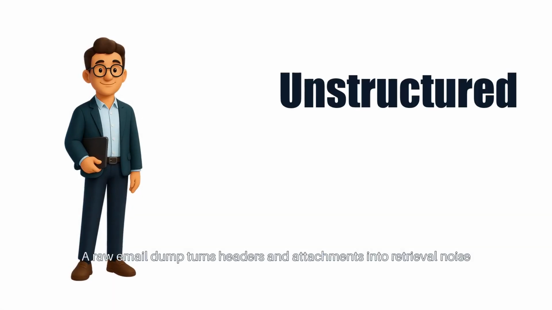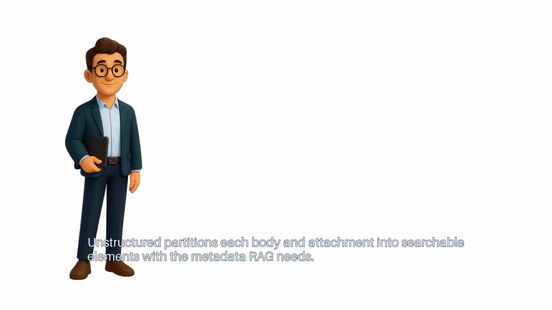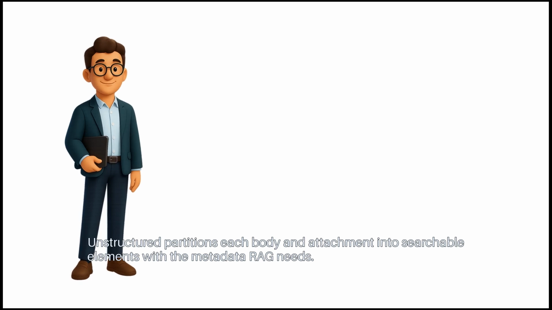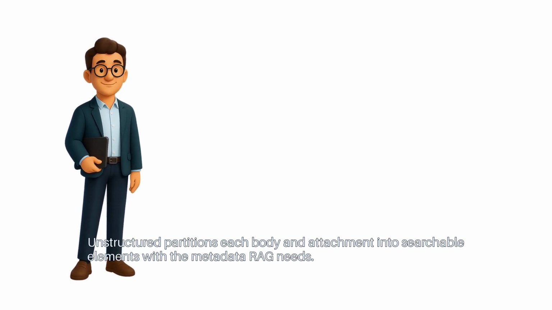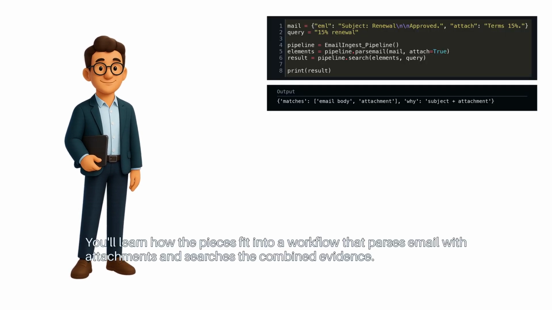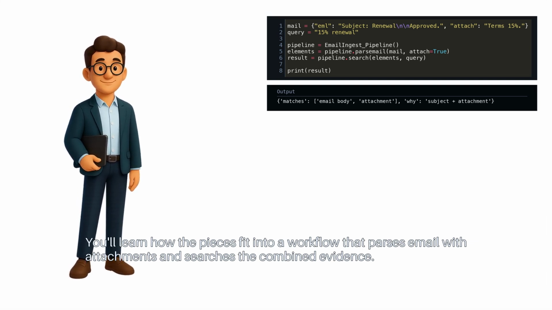A raw email dump turns headers and attachments into retrieval noise. Unstructured partitions each body and attachment into searchable elements with the metadata RAG needs. You'll learn how the pieces fit into a workflow that parses email with attachments and searches the combined evidence.